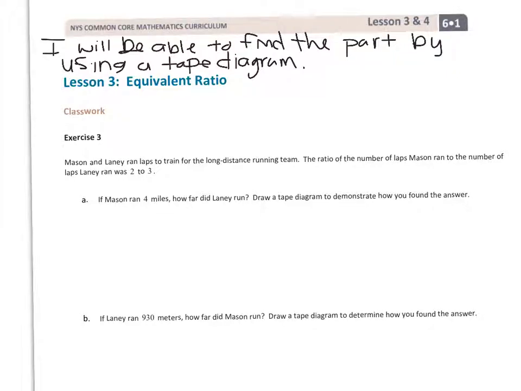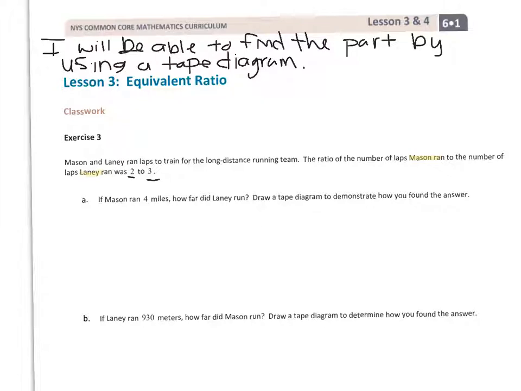So we'll be able to find the part by using a tape diagram. Exercise 3. Mason and Lanny ran laps to train for the long distance running team. The ratio of the number of laps Mason ran to the number of laps Lanny ran was 2 to 3. We're going to go ahead and highlight those key details in there. We're comparing Mason to Lanny, and that was a difference of 2 to 3. So there's our ratio, 2 to 3.